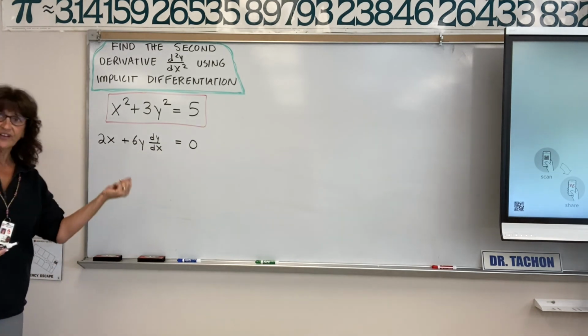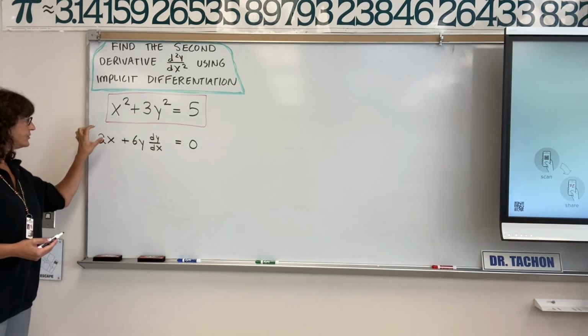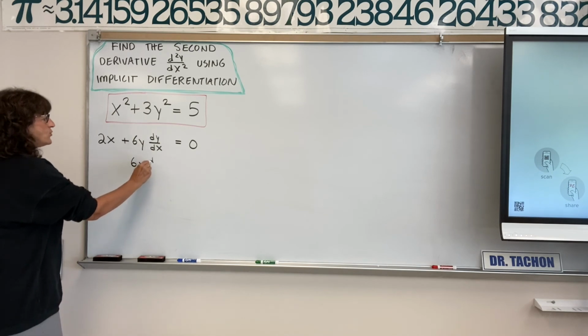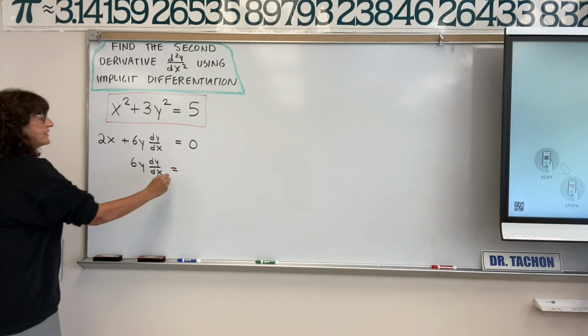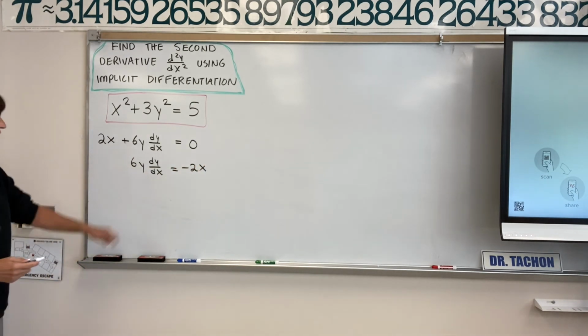So now we want to solve for dy dx. So dy dx terms stay on the left, and let's move the non-dy dx term to the right. So we have 6y dy dx. We're going to leave this on the left-hand side, and then we're going to subtract 2x from both sides, so move that over to the right-hand side. All right, and then solve for dy dx.